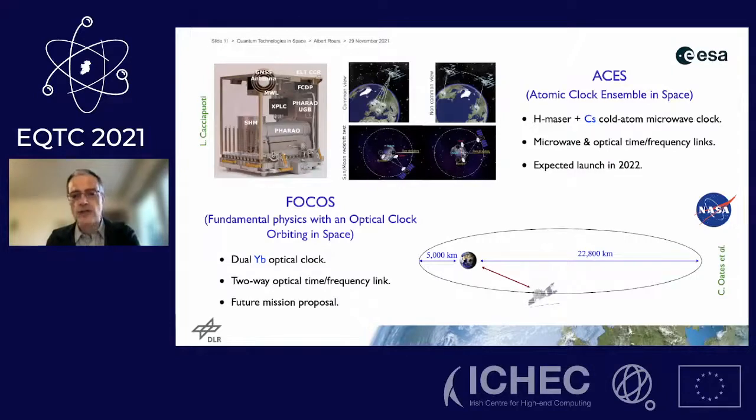ACES would be located on the International Space Station, so about 400 kilometers above us, whereas FOCUS is aiming at having a highly elliptical orbit with a much, much larger apogee, which allows you to have a larger gravitational redshift signal, and also using even more precise atomic clocks based in this case on optical transitions rather than microwave ones like ACES. It would also incorporate a two-way optical link. And as I said, this is for a longer time frame compared to ACES.